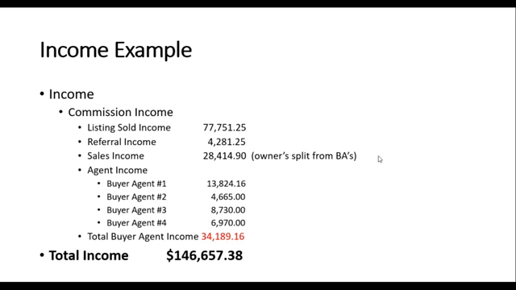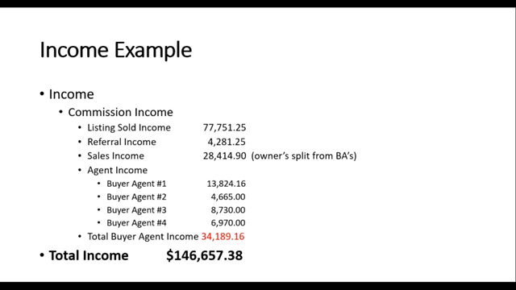So this is in essence the Rainmaker split. Sales income of $28,414. But now let's keep going. Now we see agent income. So this particular team has 4 buyer agents. We've got buyer agent 1, 2, 3, and 4. And you can see next to each one of them how much income they generated off of buyer sales. And this is the portion that the buyer agents are keeping.